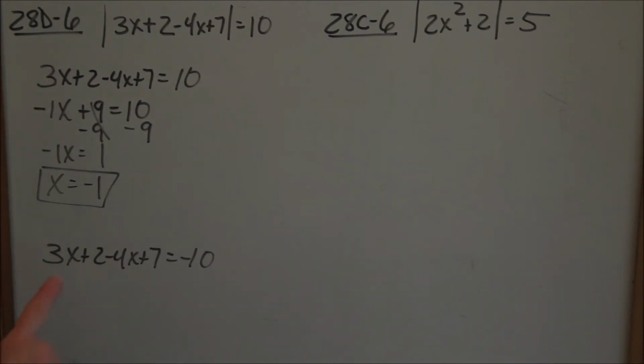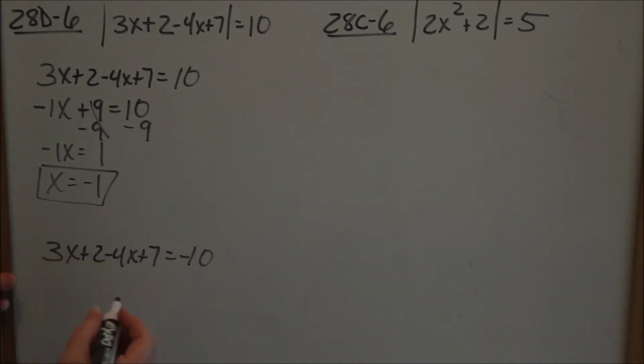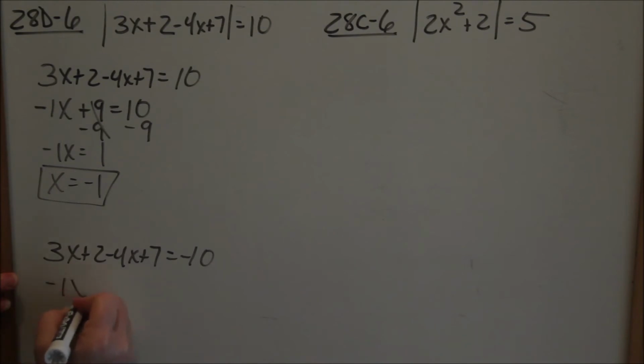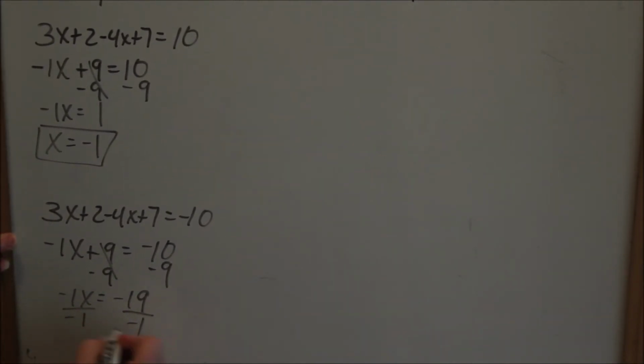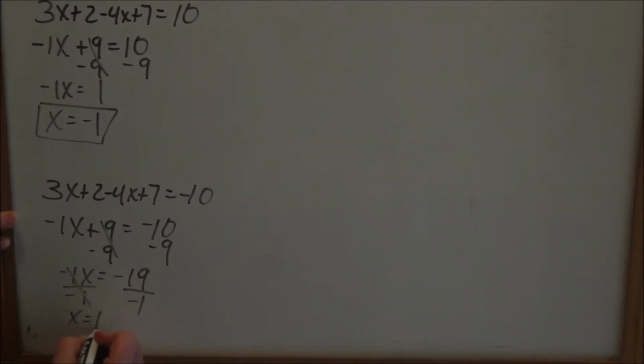Now come down here and solve it. Again, you're going to put the same thing. Combining your x's, negative 1x plus 9 equals a negative 10. Don't lose the negative. Subtract the 9 over. Negative 1x equals, watch your signs, that would be negative 19. Divide both sides by negative 1, so x equals, your other solution is a positive 19.